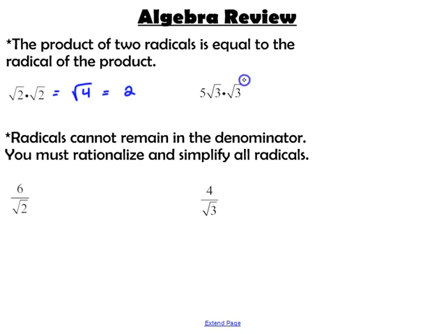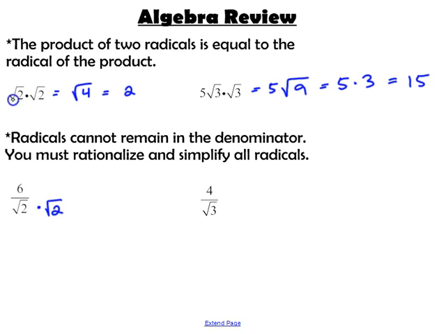Here, 5 root 3 times root 3 is really equal to 5 times the square root of 3 times 3, which is 9. Now the square root of 9 is equal to 3, so our final simplified answer, 5 times 3, is 15. Another part of our algebra review is talking about rationalizing the denominator. You cannot have radicals in the bottom of the fraction. So in order to rationalize and then simplify, we're going to need to get rid of this. The way that we can get rid of this is to multiply it by the exact same radical.